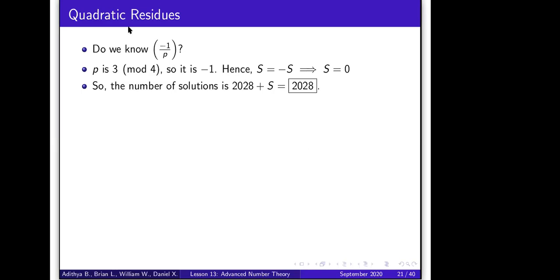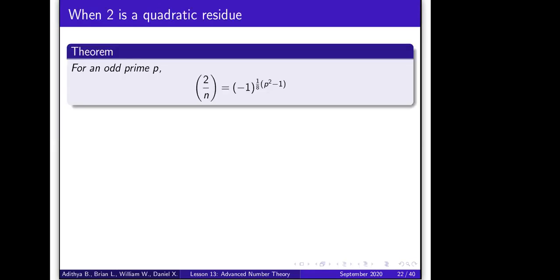Okay, so let's get back to quadratic reciprocity. So another thing you might have wondered is when 2 is a quadratic residue. The quadratic reciprocity theorem that we stated before is for odd primes, but we can actually say precisely when 2 is a quadratic residue. So that should say (2 over p). That's a typo. But so (2 over p) is equal to negative 1 to the power of 1/8 times (p squared minus 1).